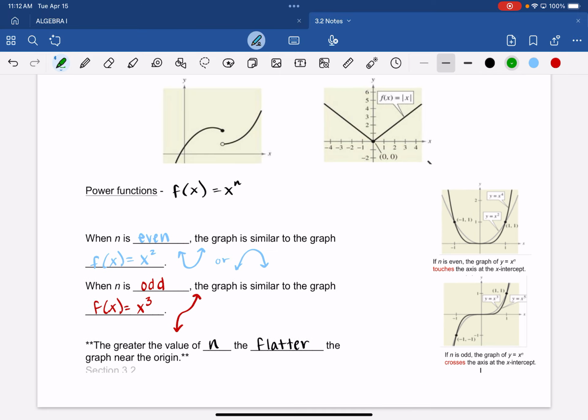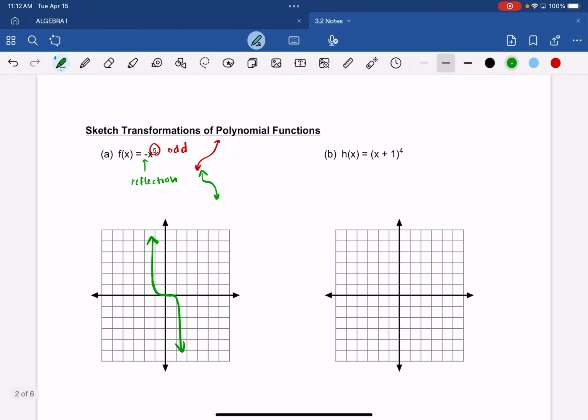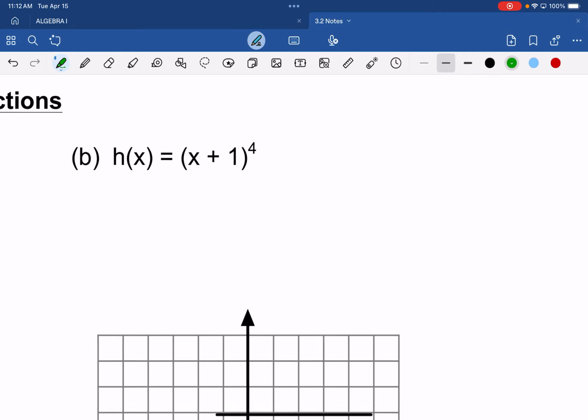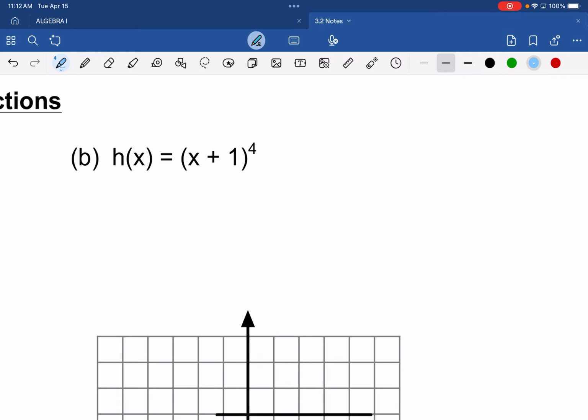Okay? And then because it was higher than 3, I knew it was more flat at the origin. Okay? Good question. All right, let's do B. So I look at B, look at my exponent. It's even, so I know it's going to be similar to what graph? The square one, right? Or my quadratic. So I know it's going to look like that, about.